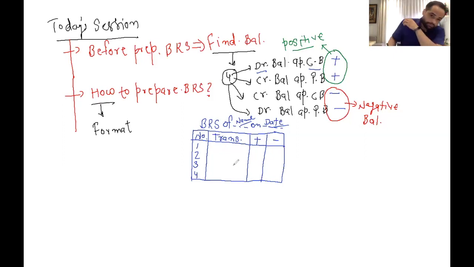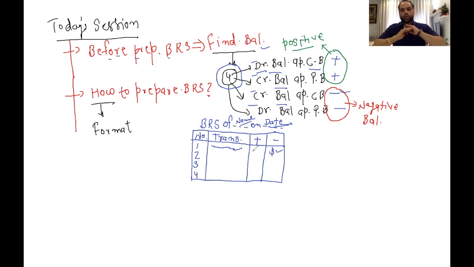Okay, now let's start with transaction 1. Transaction 1 always comes from these four balances, either this or this, all right, as I said. So we need these balances. Find a balance means in your question, you will check whether it is debit balance as per cash book or the others, all right? For example, credit balance as per cash book. You will write down here, credit balance as per cash book, and you will write the amount in this column, not here, because it's a negative balance. This is the first transaction all the time, right?